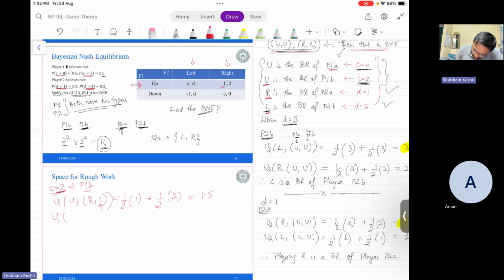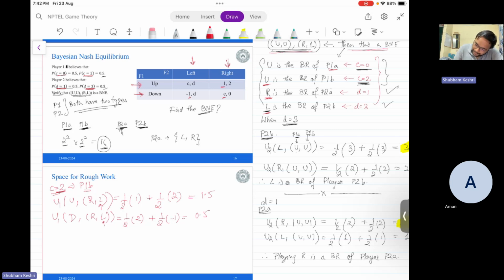Again, player 1's utility when he is playing not U, we'll check the other strategy, D. When the other player is playing R, L, it will be half times, you see, he is playing down D, and player 2A is playing right, his utility is actually C, which is 2, plus half of the time he is playing down and player 2B is playing left, his utility is -1, which will come out to be 0.5, and this is 1, so it will be 0.5.